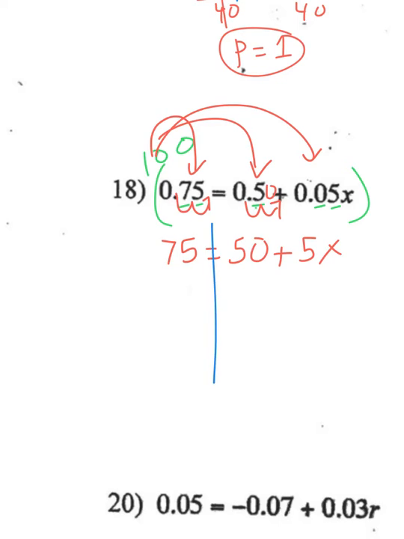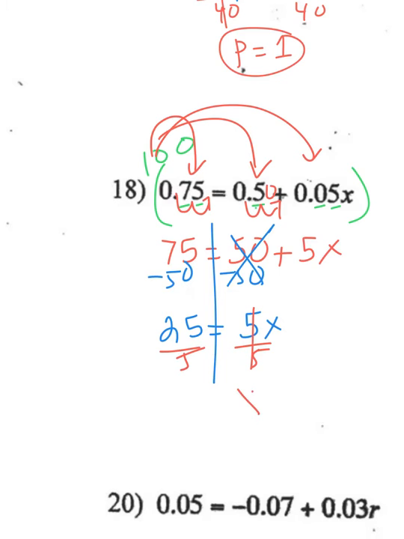Okay, so now I have those whole numbers. Subtract 50, subtract 50, that cancels out. This will be 25 equals 5x. Divide by 5, divide by 5, x equals 5.